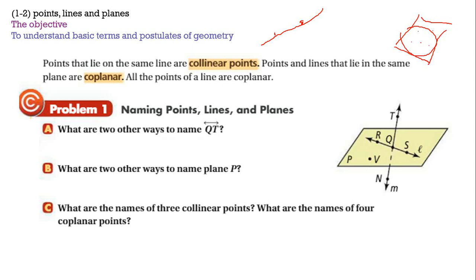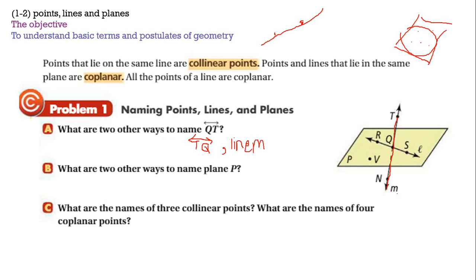Now let's see the first example. In the first example, naming points, lines, and planes. What are 2 other ways to name QT? Where is the QT? QT here. This line. That's what they mean by QT. Right. QT, I can change the order. I can say TQ, and I will put a line over it. Also, we can say as written here, line M. So it's also line M.